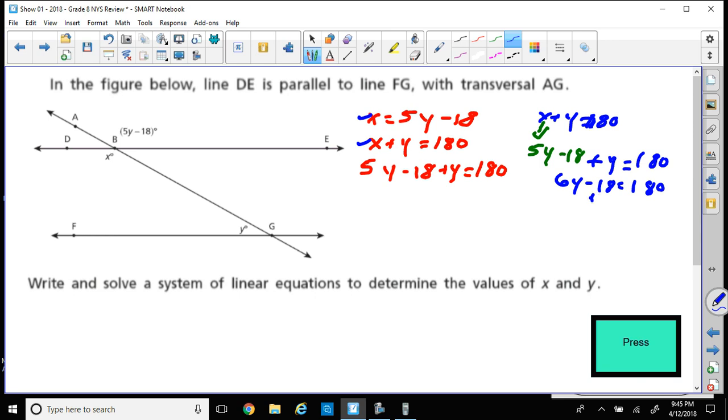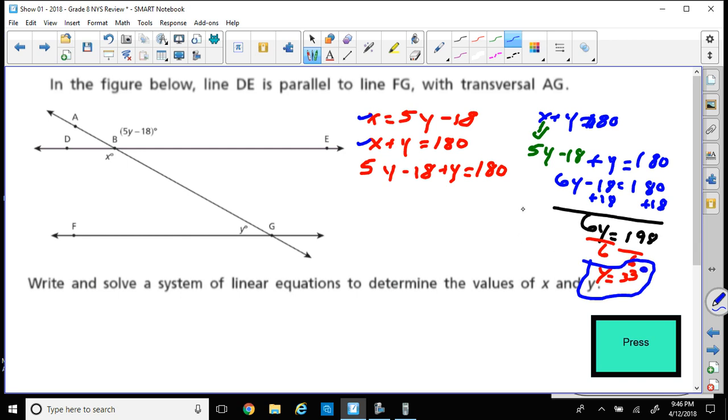If I add 18 to both sides, I have 6y equals 198. Now all I got to do is divide by 6, and I'll have y equals, what does that go, 30, and what's that, 3, 18, carry the 1, 3 times. So y is equal to 33. So I just got one of my answers. y is 33 degrees.